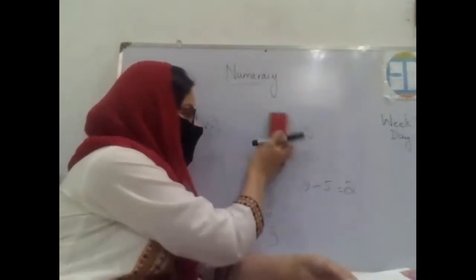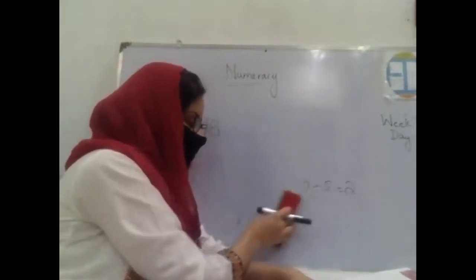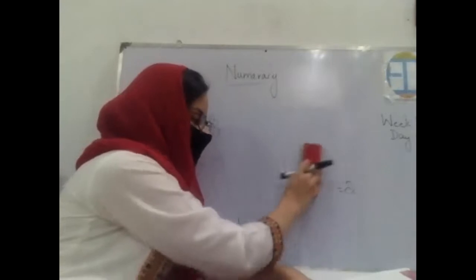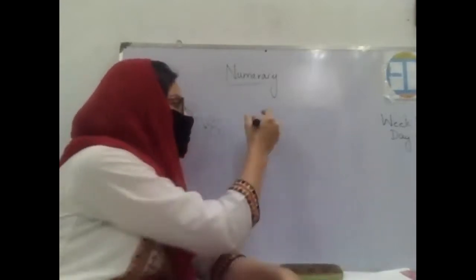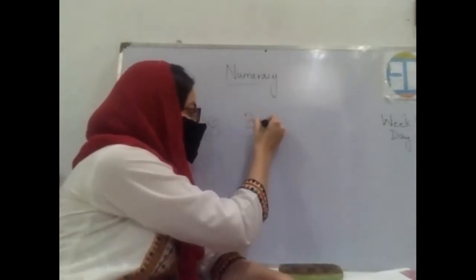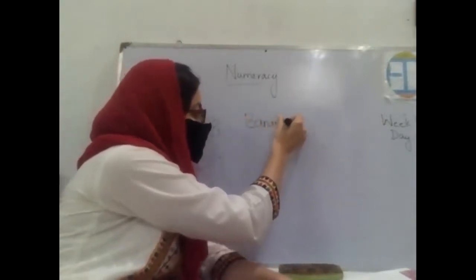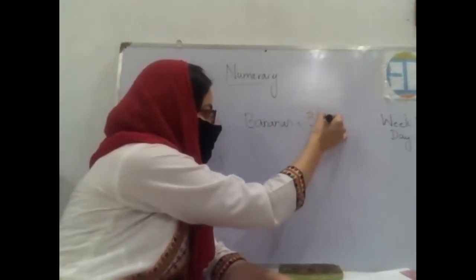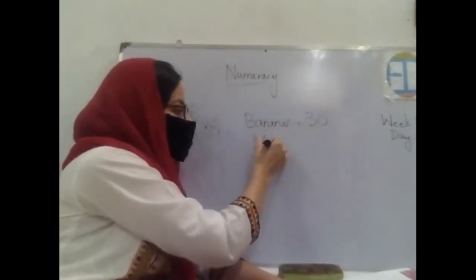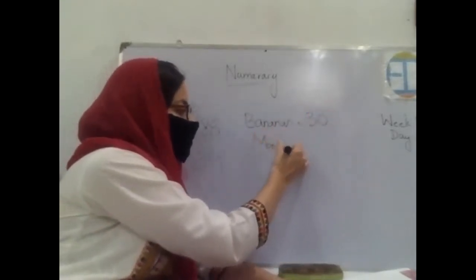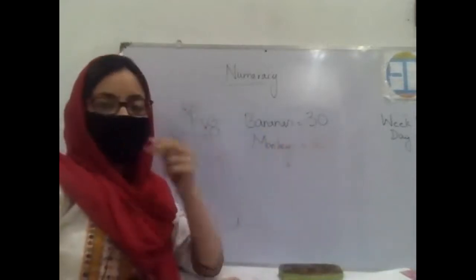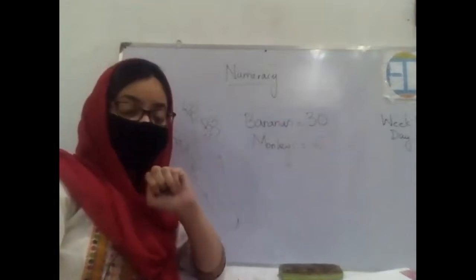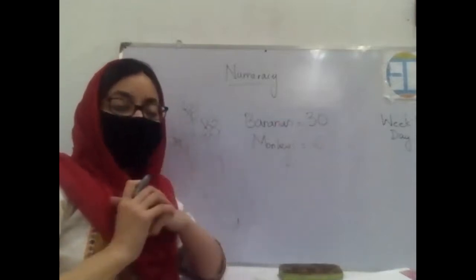The next question says that 30 bananas are to be given to 6 monkeys. How many bananas do we have? 30. How many monkeys do we have? 6. And 30 bananas are supposed to be divided among 6 monkeys, right? So how many bananas will each monkey have?